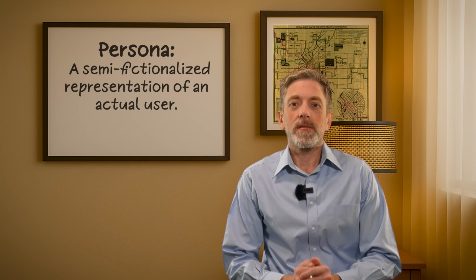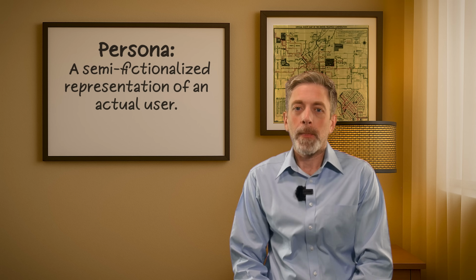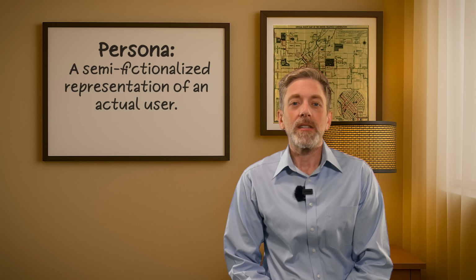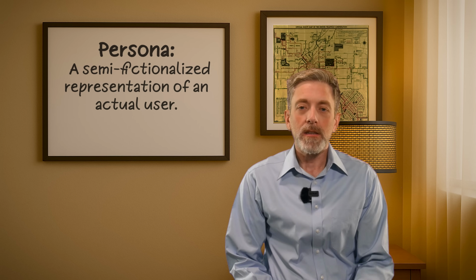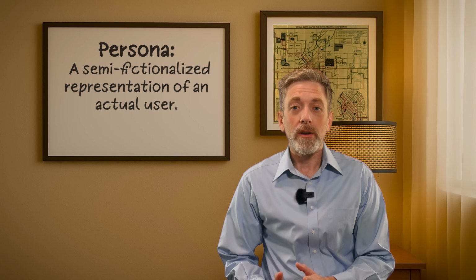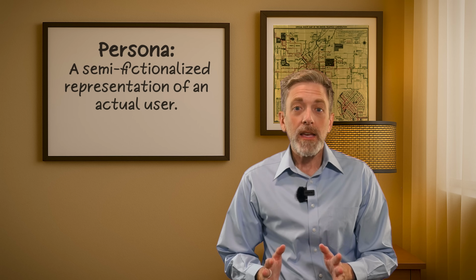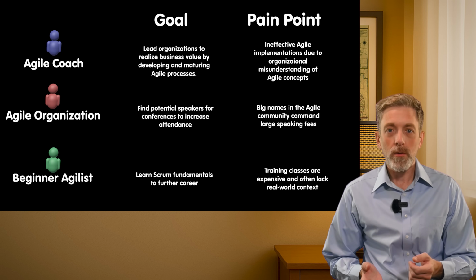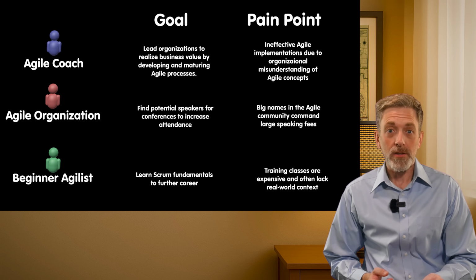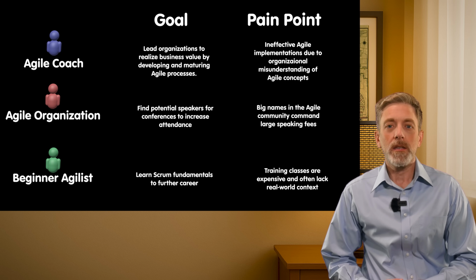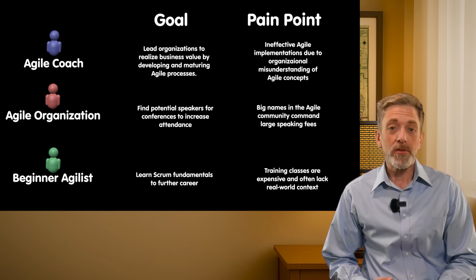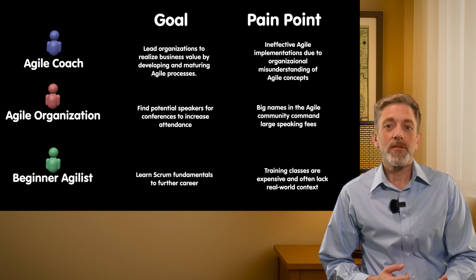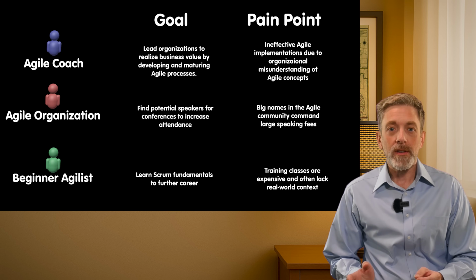Starting with personas, the first level of the map. A persona is a semi-fictionalized representation of an actual user. These can be internal or external to the organization. Today, these are the personas I've come up with: Agile Coach, Agile Organization, and Beginner Agilist. Each persona reflects a group I assume are interested in this kind of content. You can see on screen the goals and pain points for each of them.